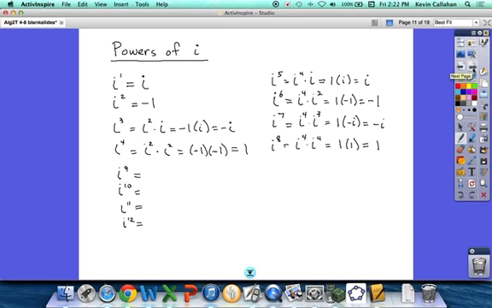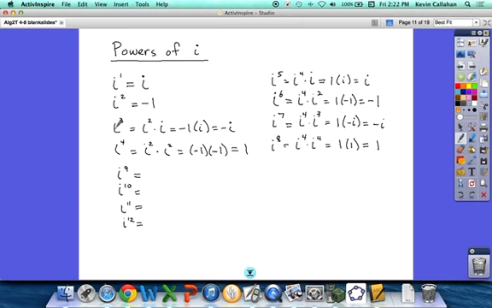Now, there is a specific SOL requirement to understand the powers of i. So let's go through the pattern. It's just a pattern. It repeats itself all the time, and it's not that hard to learn. i to the first is i. i squared is negative 1. Those we've already dealt with.